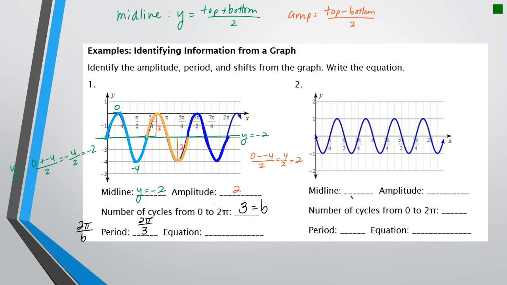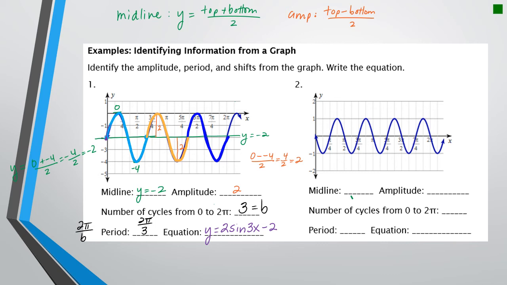Now my equation is the last piece of this. I'm going to have y equals. This graph is not reflected. That's always important to check. The way that I know it's not reflected is from my starting point here, my graph goes up rather than down. So it's not reflected. I don't need a negative. Amplitude is 2. That goes first. Then I do sine of b, x, and since b is 3, I put that in. And then midline is minus 2, and that goes at the end.